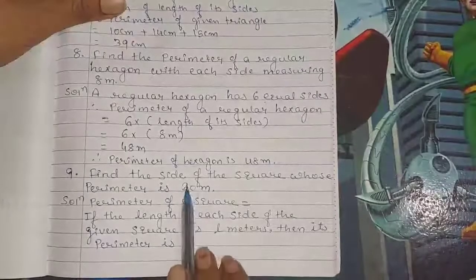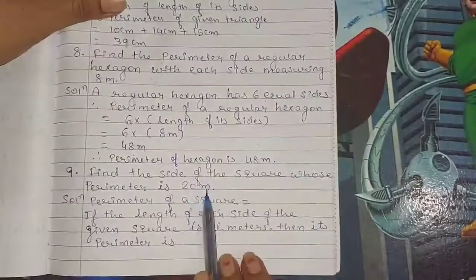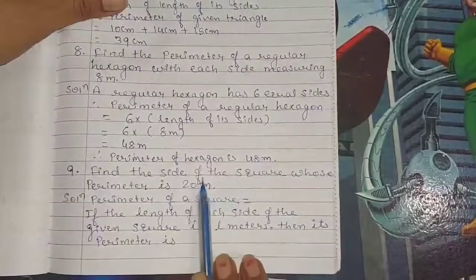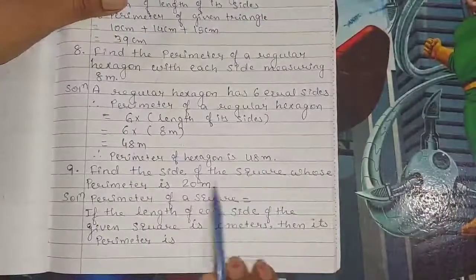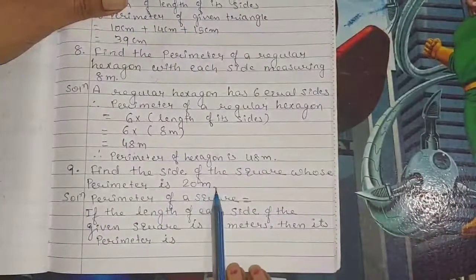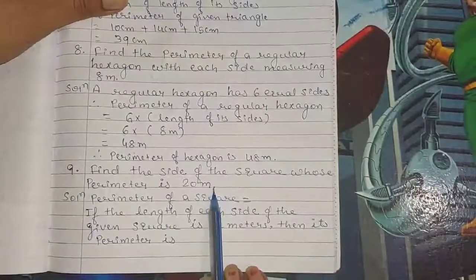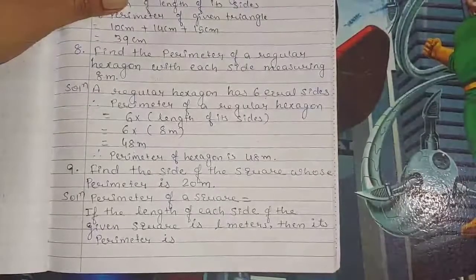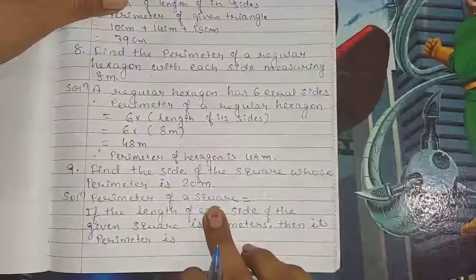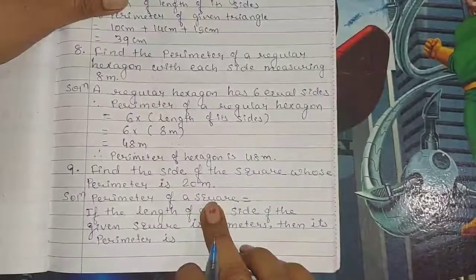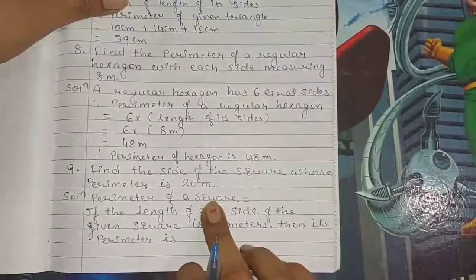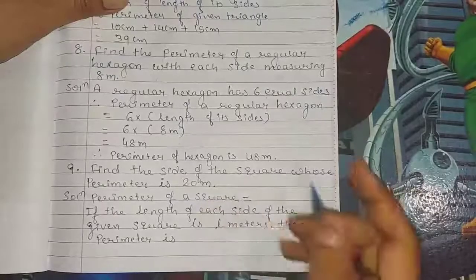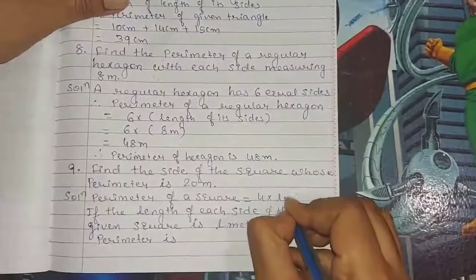Question number 9. Find the side of the square whose perimeter is 20 meter. Let us understand this question. In this question, the side of the square we have to find and the perimeter of the square is given, that is 20 meter. So let us start with the perimeter of square formula. What is the formula of perimeter of a square? Square has all four sides equal, and the basic concept of perimeter is that we are adding the boundaries of the given shape. So square has how many sides? 4 sides. Therefore, perimeter of a square equals 4 multiplied by length.